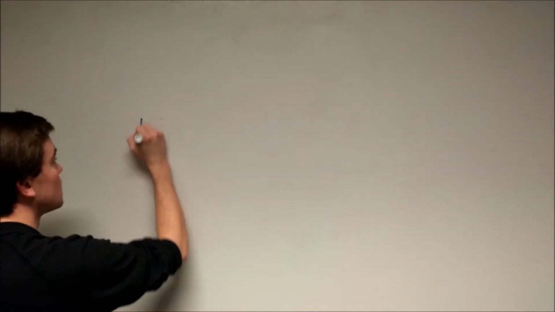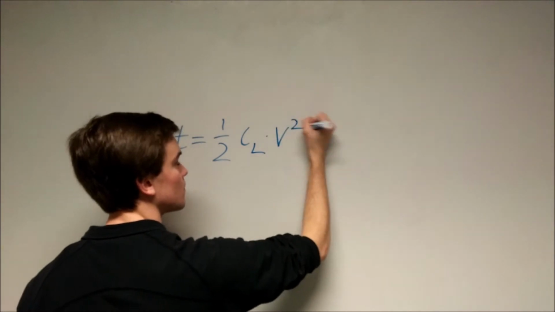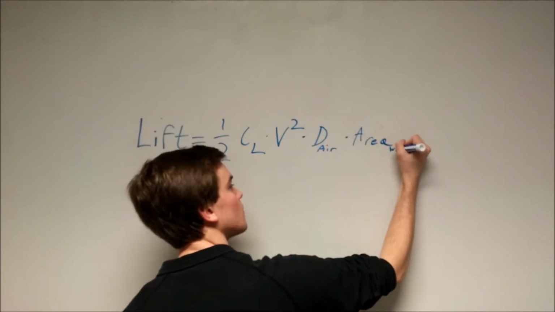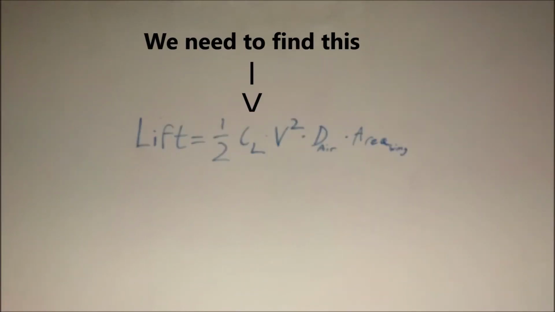In order to know the force lift exerts, we use this one equation. Lift equals 1/2 times the coefficient of lift times velocity squared times the air density times the wing area. Obviously, if we want to calculate anything with our own drone, we need to find this coefficient of lift.